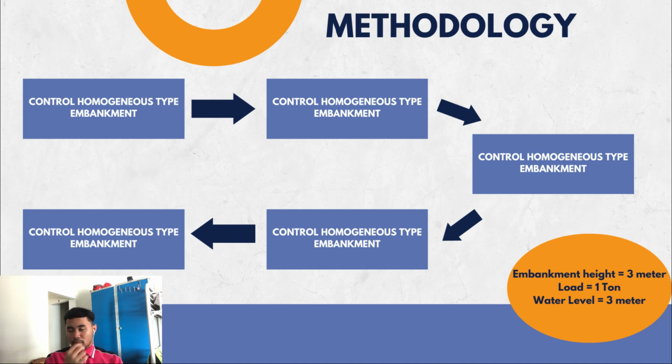Next, I will present the methodology. Firstly, a controlled homogeneous embankment has been made using clay soil only, with bedrock as foundation. The height of the embankment for our model is 3 meters. The controlled embankment will then be added with a load of 1 ton. After that, 3 types of stabilized soil with different K are used for the homogeneous soil.